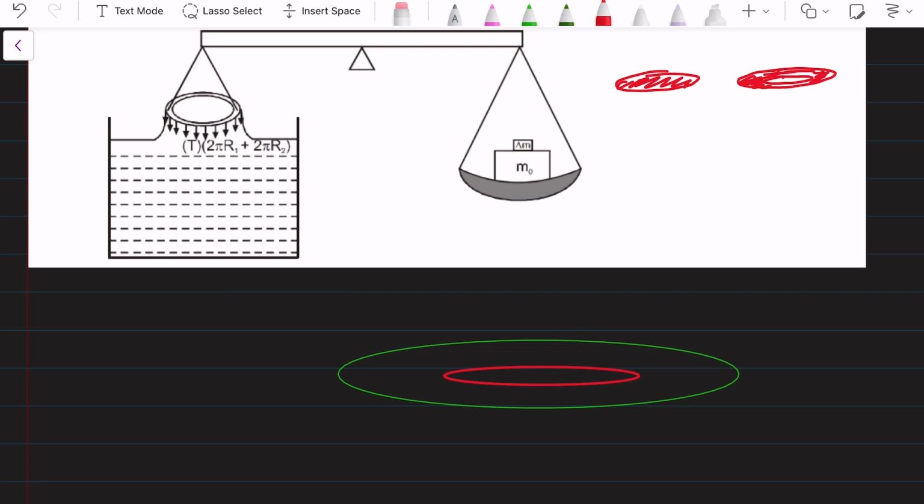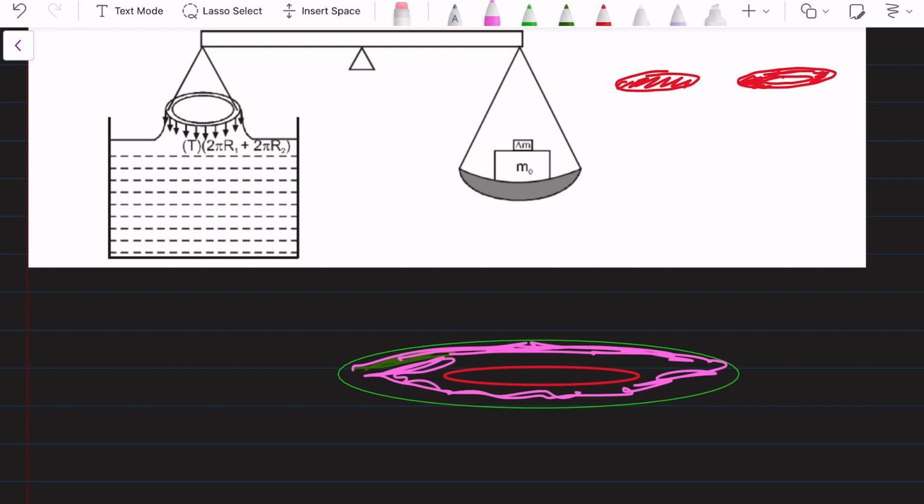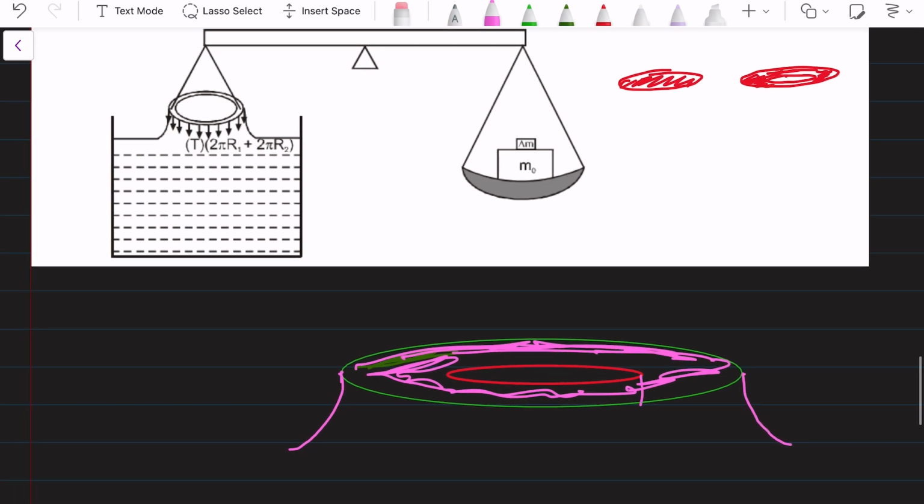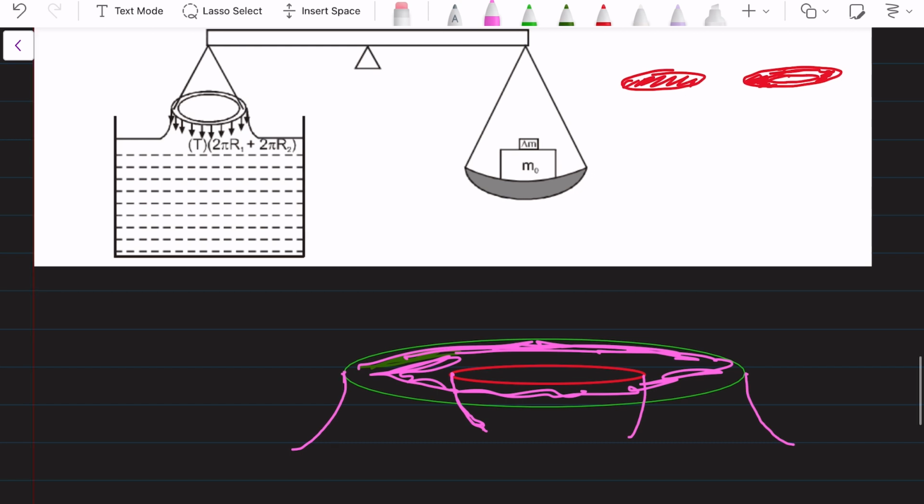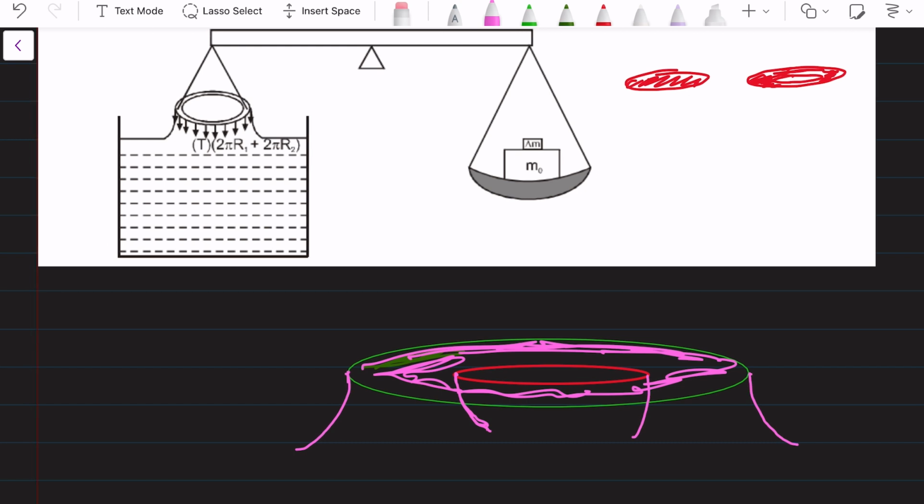Here we have the material, and when it has been dipped in the liquid, the surface will be like this way, as well as liquid will be here also. I will make this curve again.